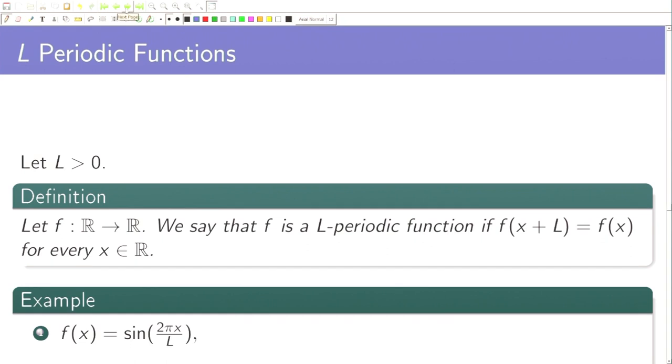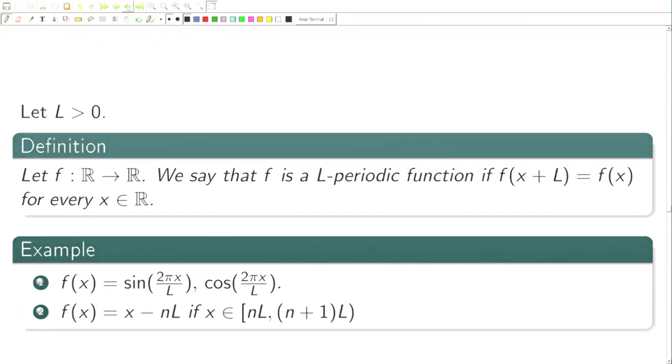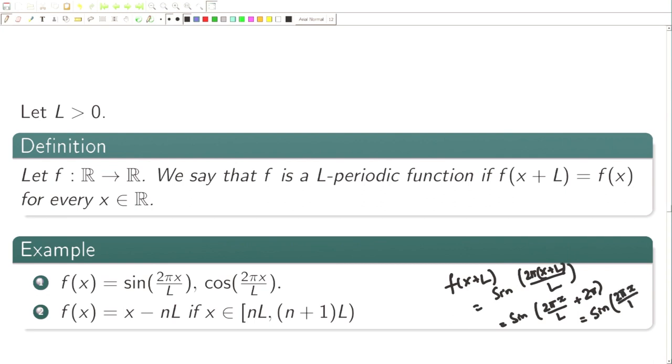So, for example, you can take f of x equal to sine of 2 pi x by L. Then f of x plus L is equal to sine of 2 pi times x plus L divided by L, which is equal to sine of 2 pi x by L plus 2 pi L by L, which is 2 pi. Now, we know that sine of 2 pi plus theta is equal to sine theta. So, this is sine of 2 pi x by L, which is nothing but f of x. Similarly, cos of 2 pi x by L is an L periodic function.